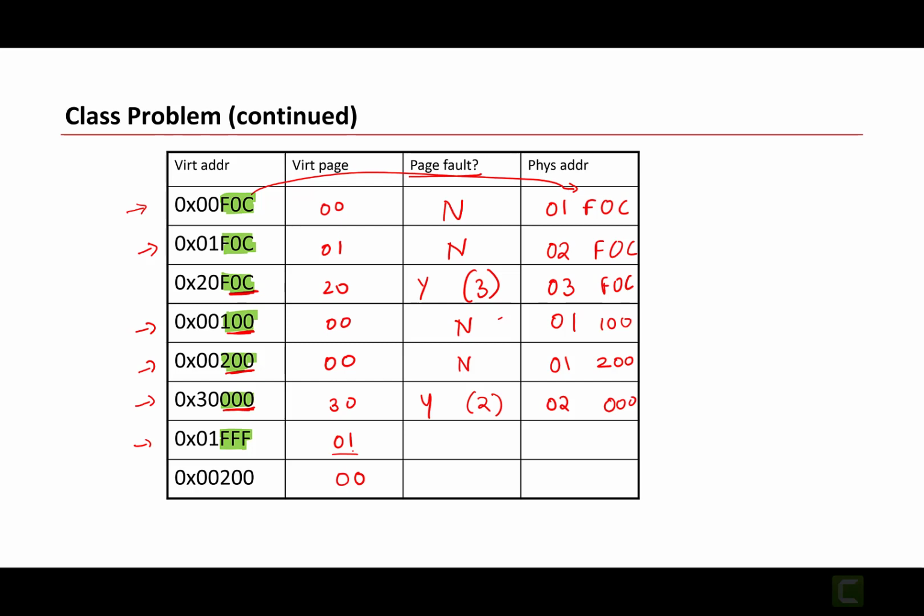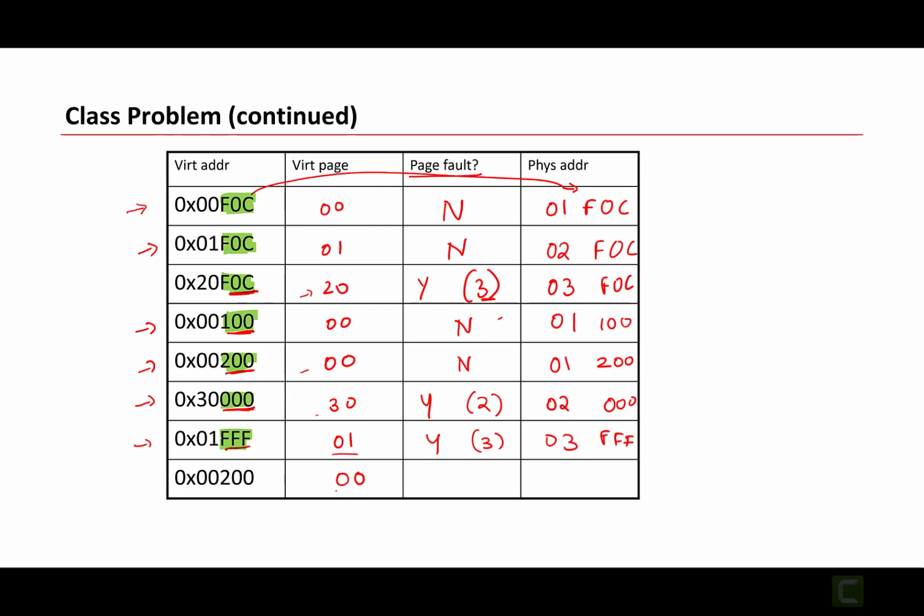The least recently used would be the address 20. We just accessed 30, and before that we accessed 0. Therefore 20 is the least recently used, which is stored in physical page 3. So I would allocate physical page 3 for it, and this is also a page fault. So 03 0 0 0. Sorry, the page offset is FFF.